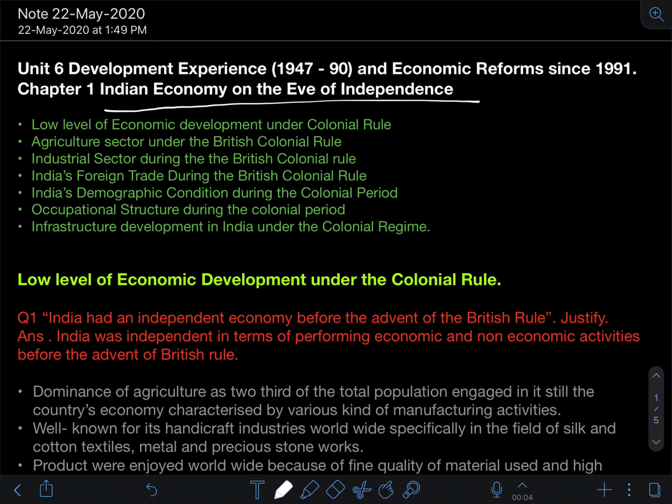I will be dividing this chapter as per the following topics that I've mentioned. I have not done anything wonderful to it. It is completely given by the CBSE how to go about it, and these are the various topics that have been mentioned in your book. The very first topic is low level of economic development under colonial rule. All these topics I am going to cover in my further videos, right? So today I'm going to start with the very first topic from the same chapter, that is low level of economic development under colonial rule.